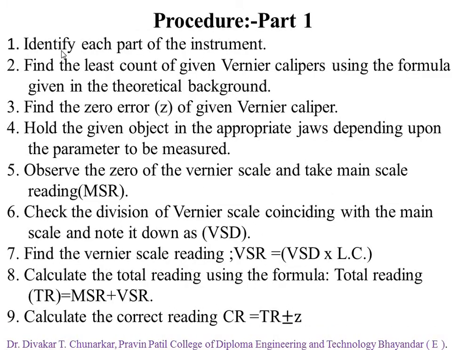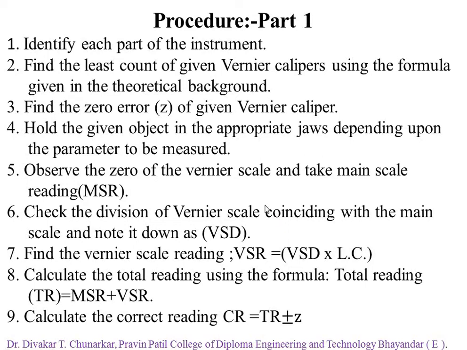First, identify each part of the instrument, find the least count, then find the zero error, denoted by Z. Keeping this in mind, hold the given object in the appropriate jaw depending upon the parameter to be measured. Observe the zero of the vernier scale, and take the main scale reading. Check the division of the vernier scale that is coinciding. This is the parallel position, also known as coinciding.